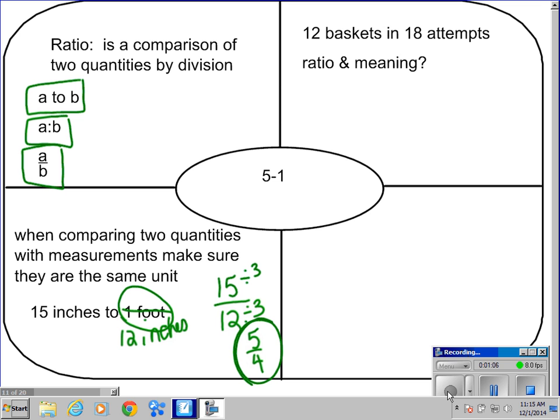With a ratio, you have to leave it as a comparison of two numbers. So if you changed it to 1 and 1/4, I would say that's incorrect. It's no longer a ratio.